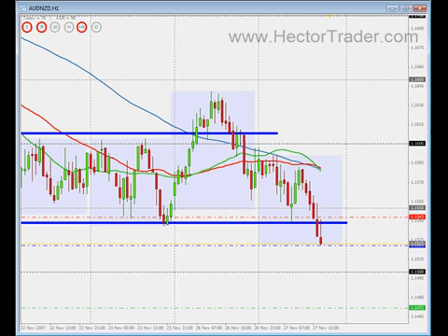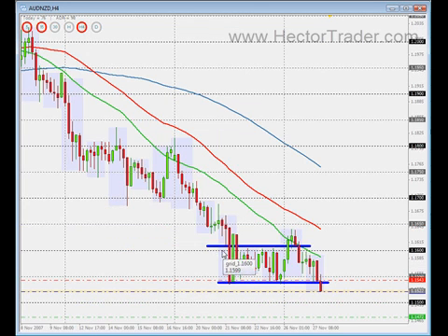Today is Tuesday, the 27th of November 2007. It's 3:35 p.m. London time. I've just triggered a short entry on the Australian dollar against the New Zealand dollar. It's one of the setups that I was following today. Let me try to explain what I'm seeing on my chart.